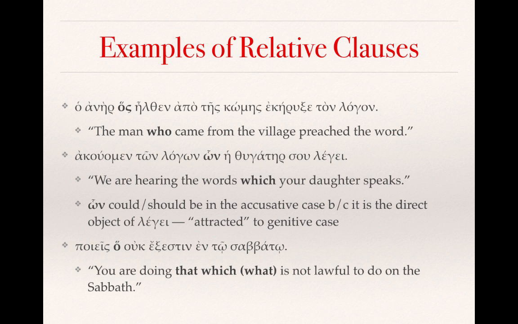And so that whole relative clause is the direct object of that verb poieis. So what are you doing? Well, whatever that thing you're doing is, it is that which is not lawful to do on the Sabbath. So that whole phrase is functioning as the direct object of poieis.